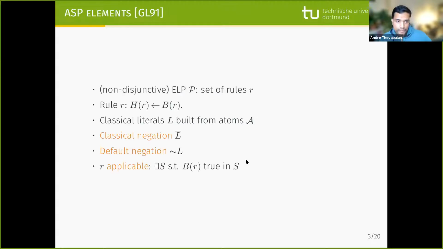So first, some basic definitions. We will talk about extended logic programs, which are non-disjunctive in our case, and they consist of a set of rules. These rules have head and body literals, built from atoms A, and we allow classical negation, and we also allow default negation, which we denote here with the snake symbol. We say that a rule R is applicable if we have a set of consistent literals, or an interpretation S, so that the body is true in S.